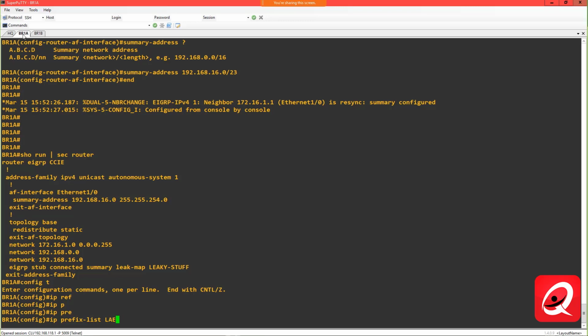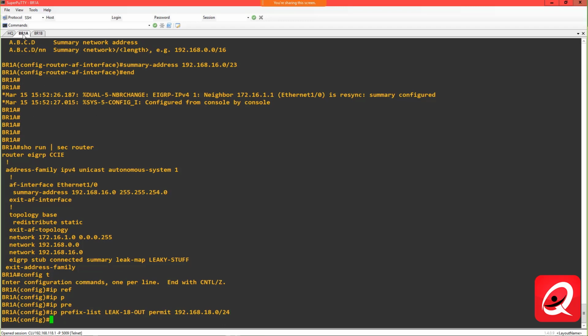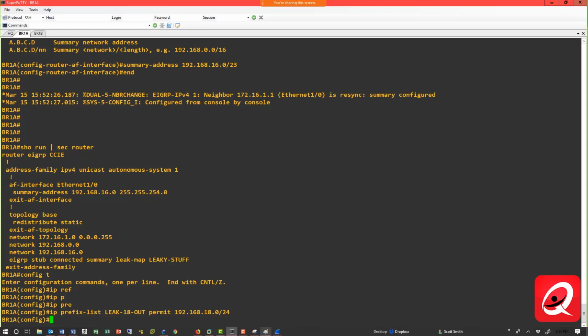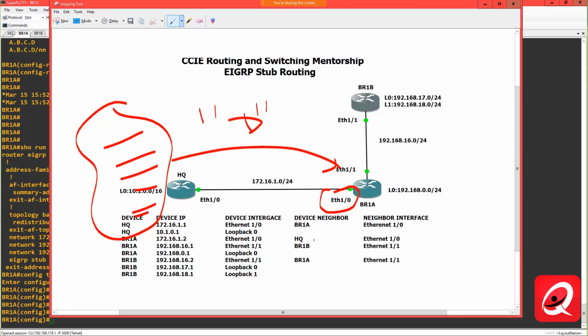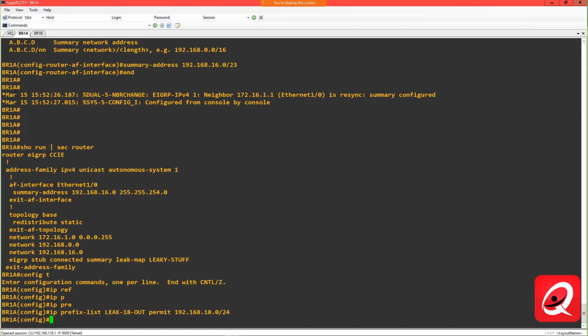Prefix list, leak out. And we're going to go ahead and permit 192.168.18.0. And if I don't use an operator, it's going to match the route exactly. So I want to leak out network 18. Let's assume in this particular case, I've got 19, 20, 21, 22, or however many subnets here, and I'm choosing to leak out only 18, okay? 17 would already be included because of the summary.